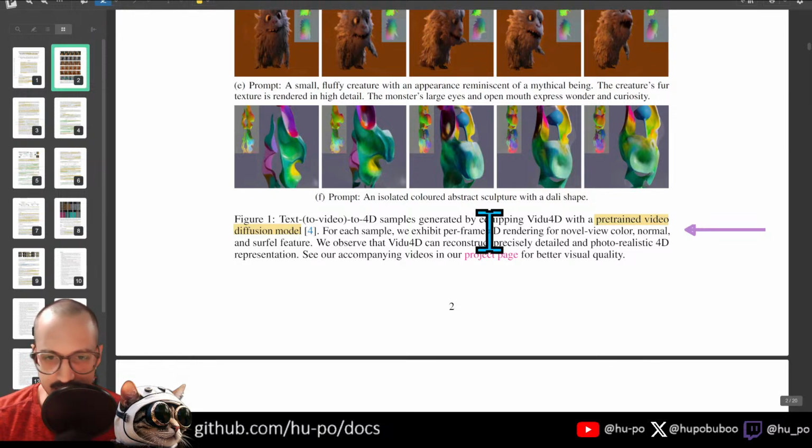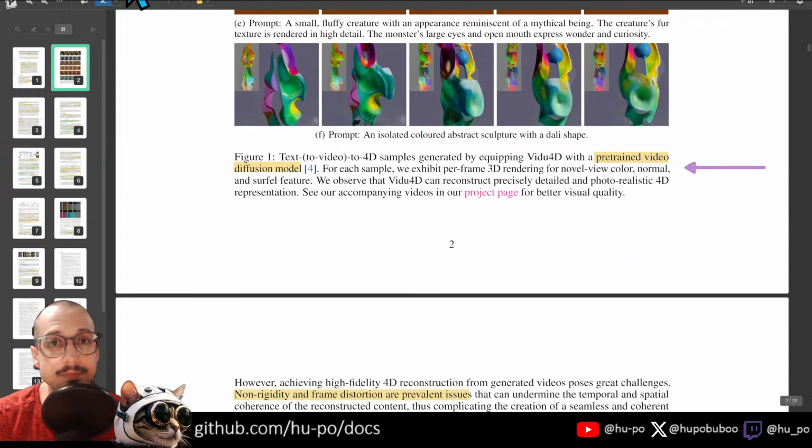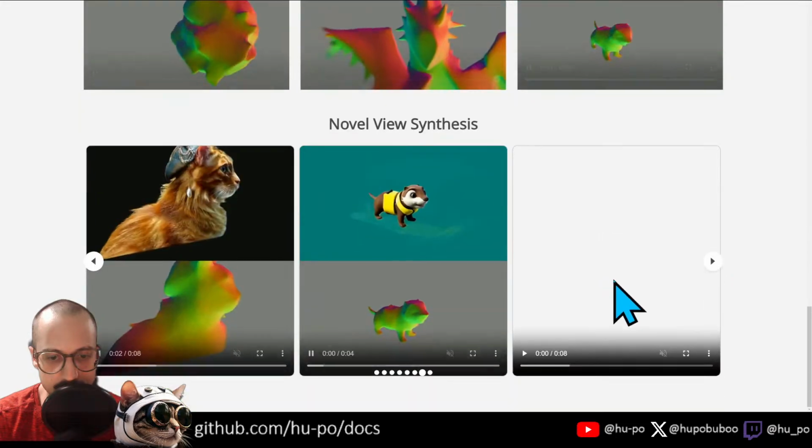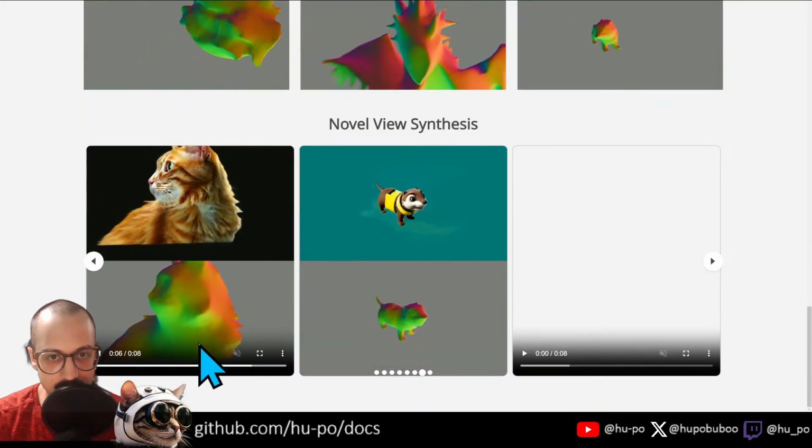There's nothing in this technique that makes it specific to this Vidu model, right? So as soon as you have Sora or any other model that's released, you can apply this technique to it. I wonder what the quality of the objects is from novel angles. They do have some examples of novel view. So here you have novel view synthesis, so you can see it's pretty good.